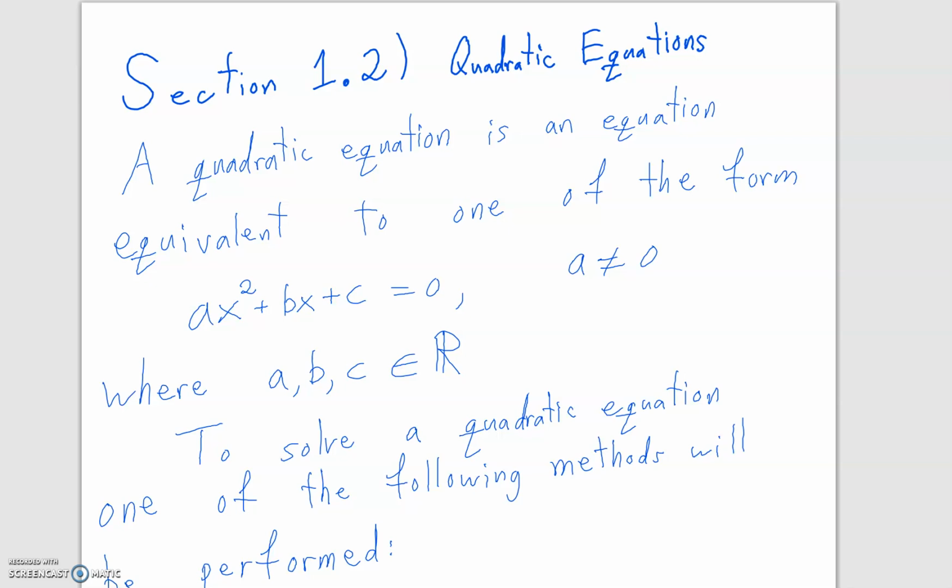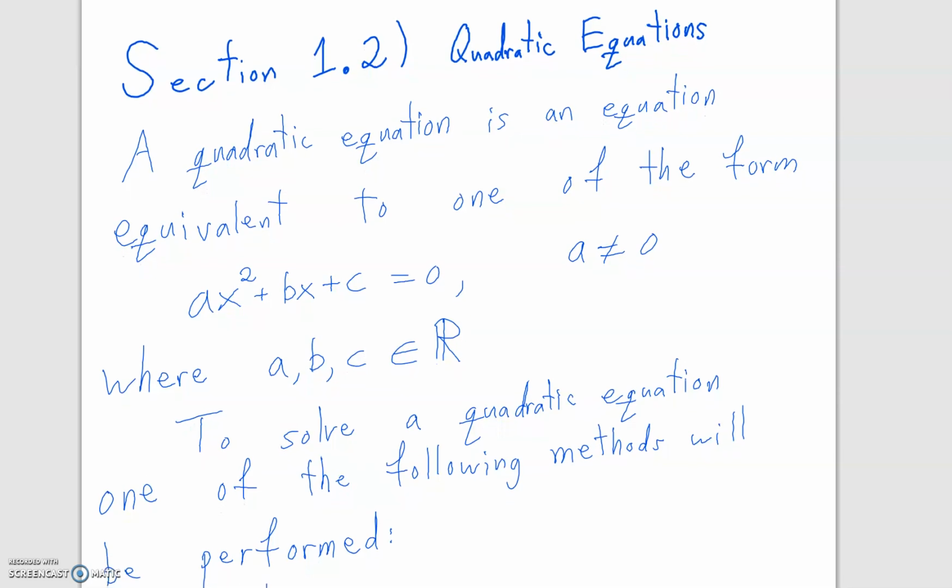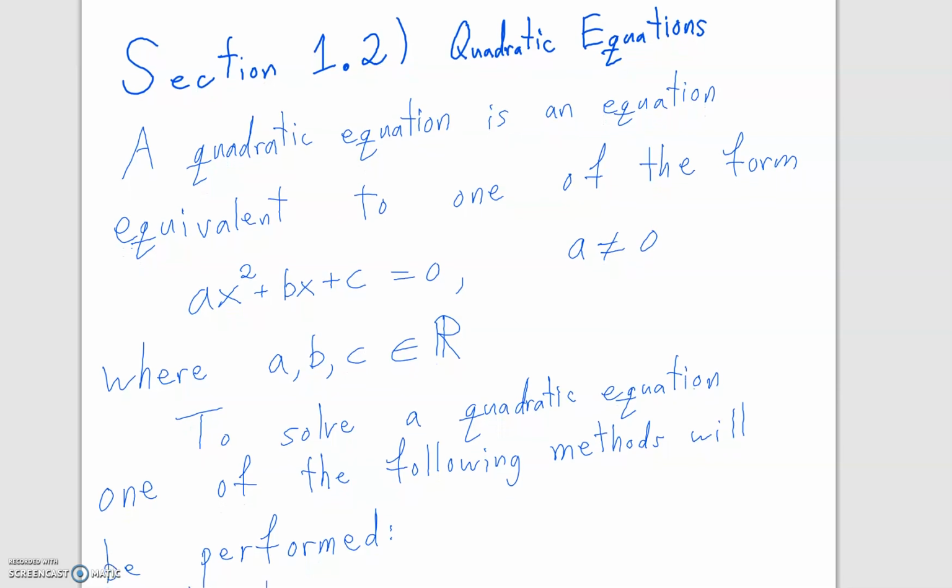So what are we doing in this section, section 1.2? In this section, we are dealing with quadratic equations. A quadratic equation is an equation that is equivalent to one of the following form: ax squared plus bx plus c equal to 0. The variable here is x. The a, b, and c's are going to be coefficients of a quadratic function. The a, b, and c will be real numbers, with the number a not being equal to 0.